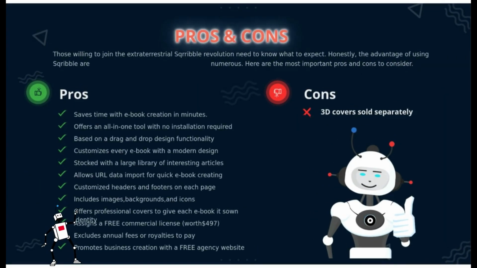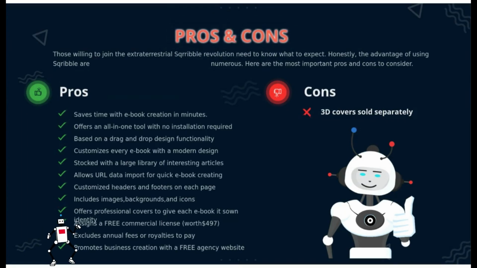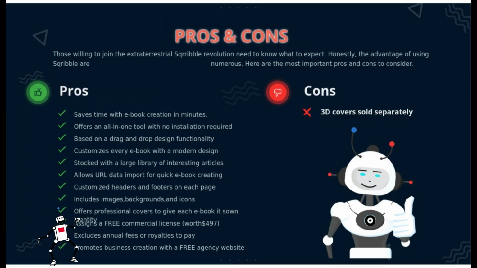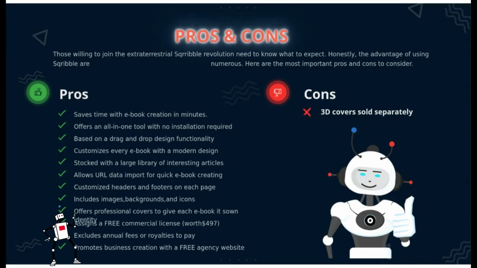Pros and cons. Those willing to join the extraterrestrial Sqribble revolution need to know what to expect. Honestly, the advantages of using Sqribble are numerous. Here are some most important pros and cons to consider. Pros: saves time with ebook creation in minutes. Offers an all-in-one tool with no installation required. Based on a drag and drop design functionality. Customizes every ebook with a modern design. Stocked with a large library of interesting articles. Allows URL data import for quick ebook creating.